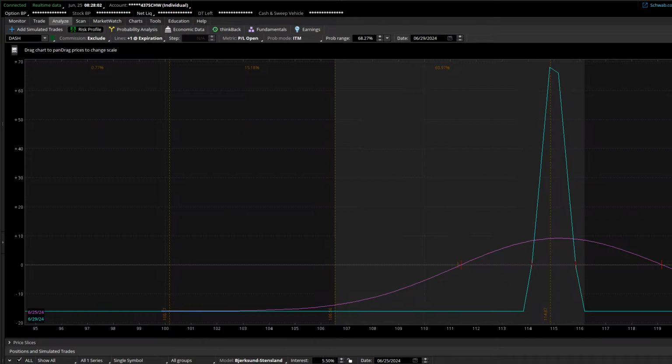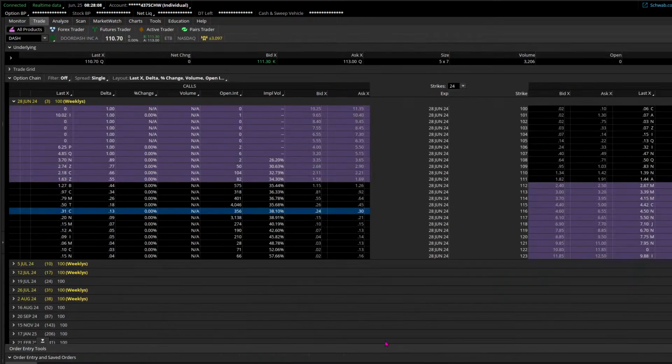So that's a butterfly. Now, you could also play it safer. I see I'm paying $16 for that, right? Because it's the skinniest tent I can make. There's no strikes in between. However, let me just X this one off.